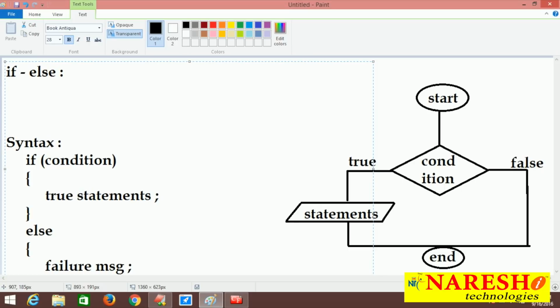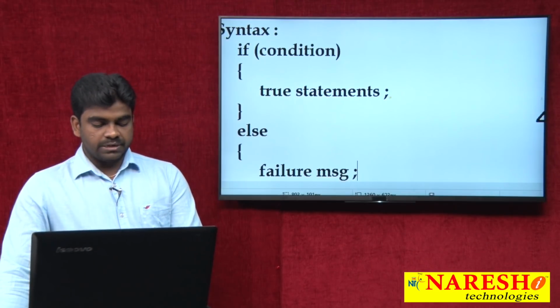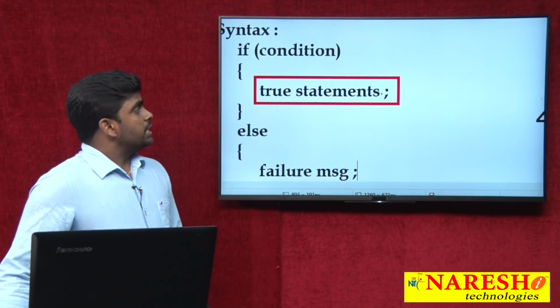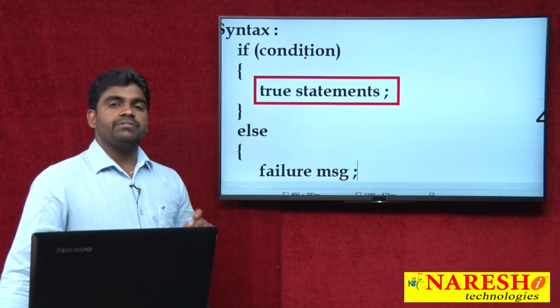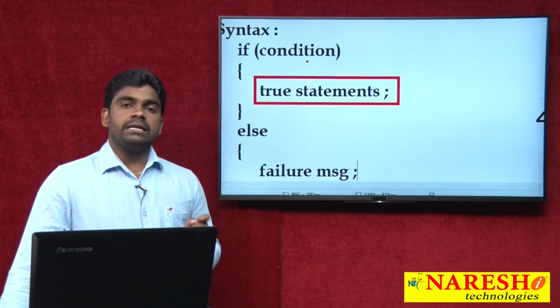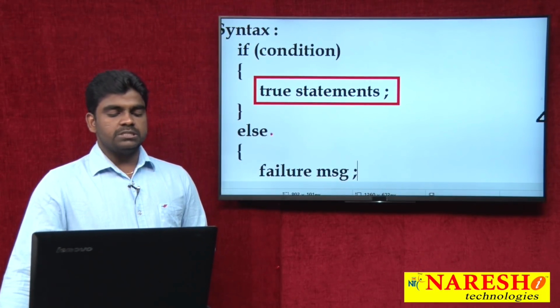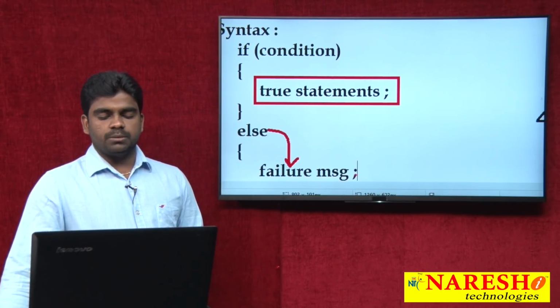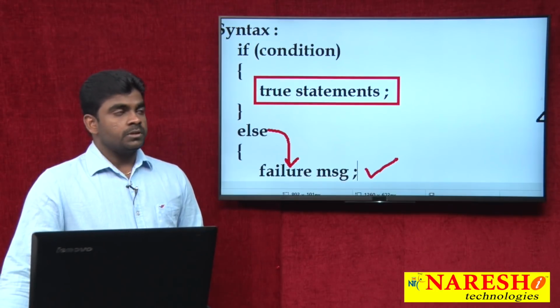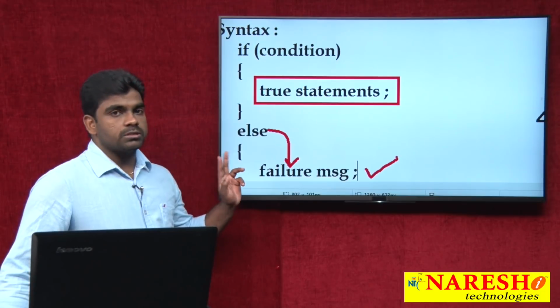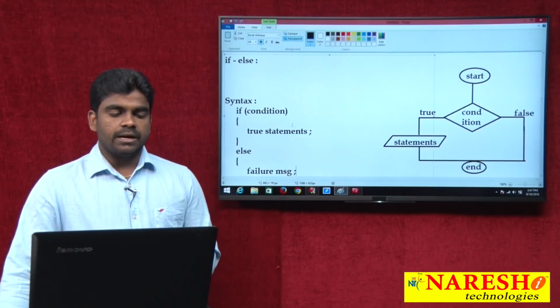If the condition is true, then all the statements defined inside the if block get executed. If the condition is false, in the previous case we are not printing any optional message if the condition failed, but now using the else block we are printing an optional message also. Depending on the true or false condition, two different blocks execute.